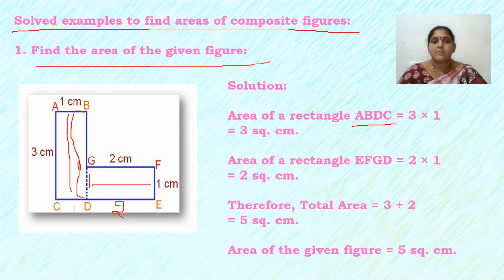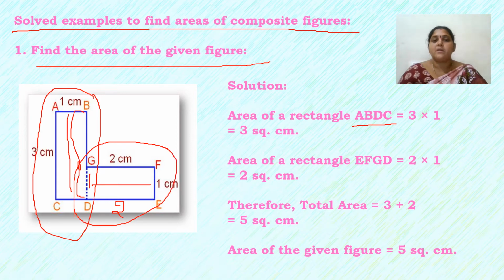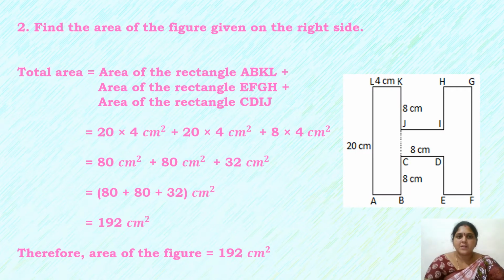Here what we have done, we have first calculated the area of this bit, and next we have calculated the area of this bit. Then we have added both. Then we got the area of the composite figure. We will see one more example here. Find the area of the given figure on the right side.